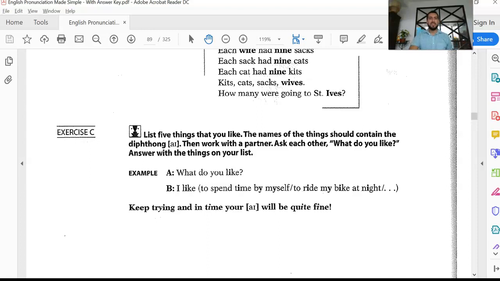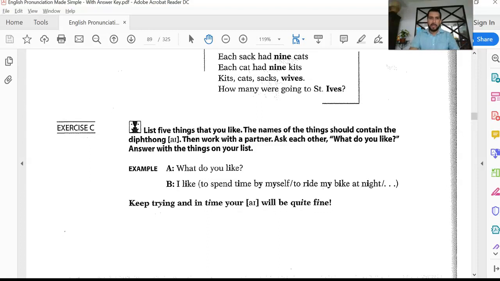And here is an exercise that you might want to do. Read the instructions, do it as you please, and let me know how it goes.